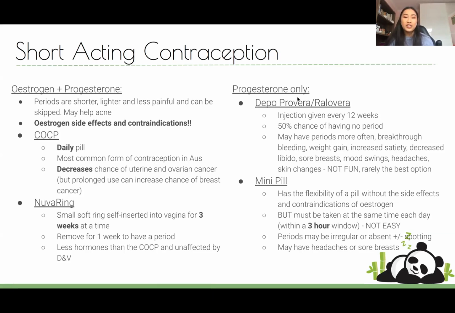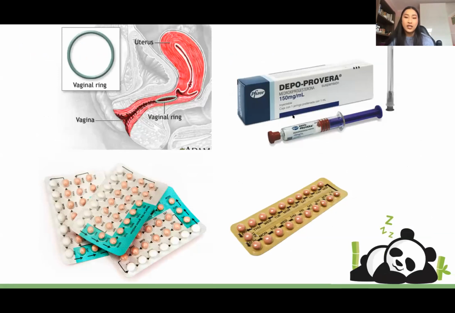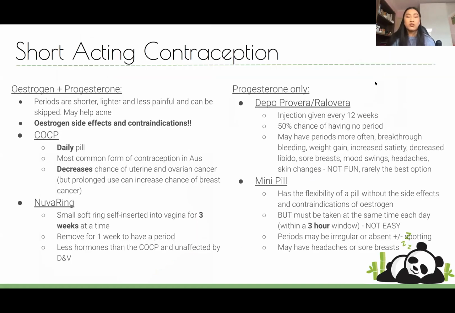The other option is Depo-Provera or Ralovera, which is injections that are given every 12 weeks. They look something like this. These are pretty much never recommended, and I think they would probably never be the answer for an EMQ. So you can probably rule it out. And that's because they have a lot of side effects.